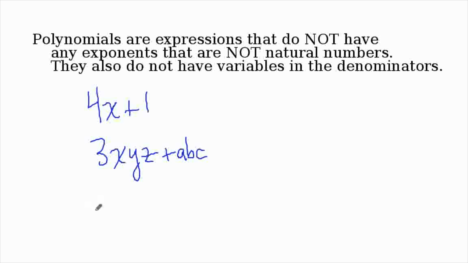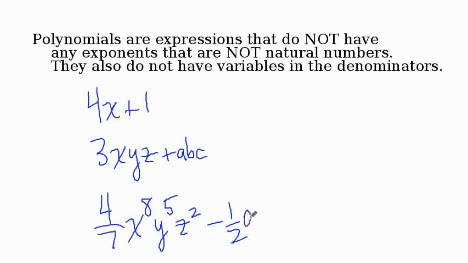Okay, and then for the next one, how about 4/7 x to the 8th y to the 5th z squared minus 1/2 a cubed b to the 4 c to the 9th. Yes, I do have a quotient. Okay, I have fractions, but notice that the fractions only have numbers in the denominator. Okay, so those get to join the club of polynomials as well. So those are all valid polynomials.